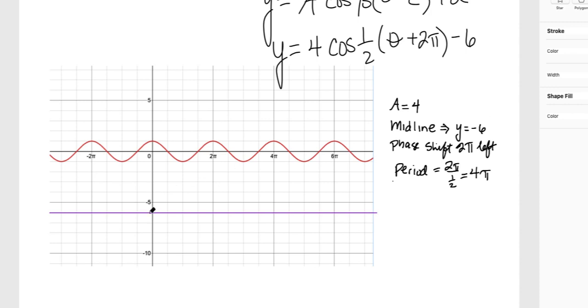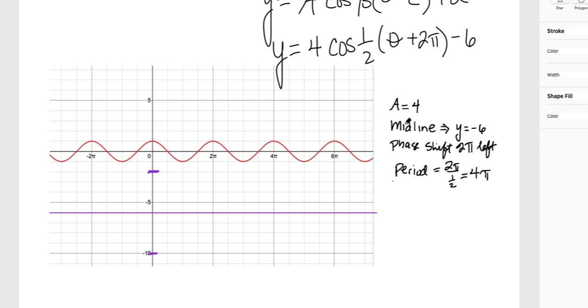The next thing I want to do is consider my amplitude. That's how high up I go from the midline and how far below I go. So I'm going to be coming all the way down to negative 10 and going all the way up to negative 1. And that helps me track my graph. The next thing I want to do is consider the period. And by the time I do those 2 things, I want to draw a graph, and then I want to save my phase shift for last.